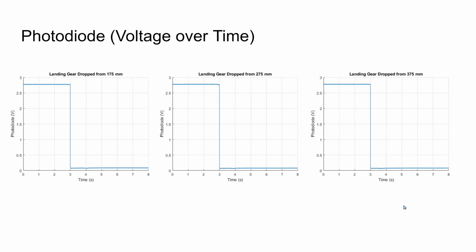Here we have the photodiode voltage over time. We see that there is 3 seconds of high voltage, and then a sudden drop to a low voltage for the last 5 seconds or so. This shows that the photodiode does work properly because the voltage recorded drops sharply at 3 seconds, which is roughly when the landing gear is blocking the laser to the photodiode. Therefore, we can move on to analyzing the voltage readings from the rotary potentiometer and the piezo accelerometer. Next slide.